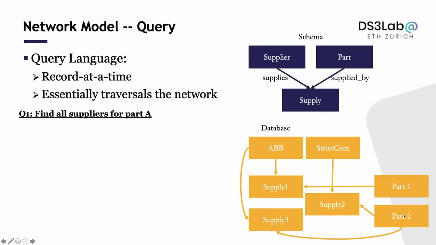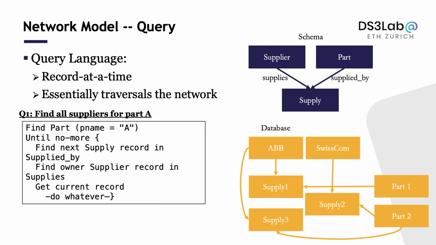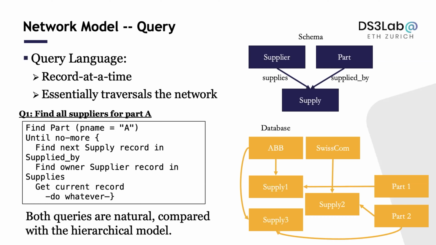And similarly, if you want to do query one, give me all the suppliers for part A, right? What you would do is you first find the part, okay? And then you enumerate all the supply instances, and you go back to find the supplier, okay? As you can see, it's much more flexible compared with the hierarchical model, okay? And also more powerful. So both of these queries are natural. It's definitely an improvement compared with what we have in the hierarchical model.